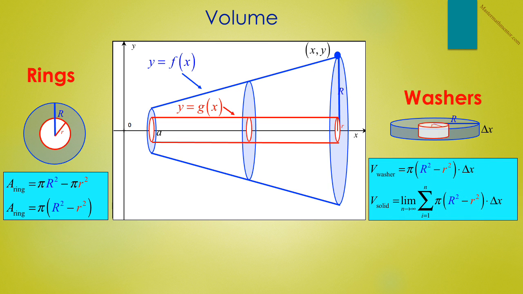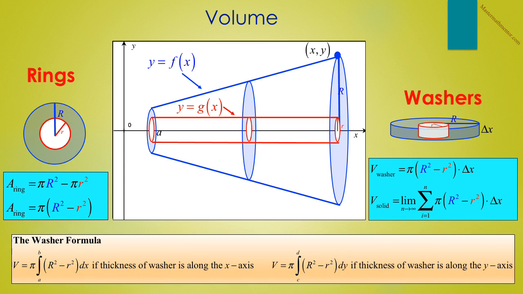So, similar to our disk formula, the volume of a washer is pi times the quantity capital R squared minus little r squared times delta x. And therefore, the volume of our solid is the limit as n approaches infinity of the summation i equals 1 to n of pi times the quantity capital R squared minus little r squared times delta x.